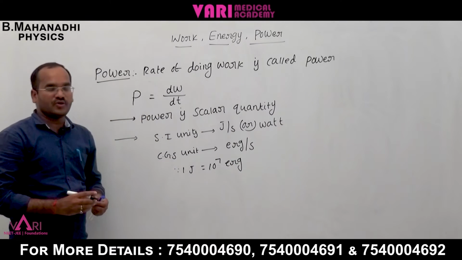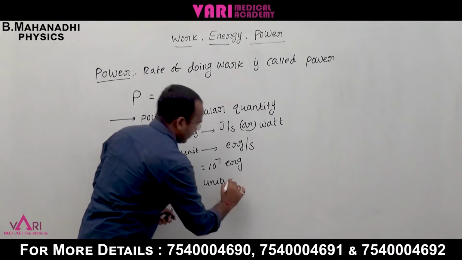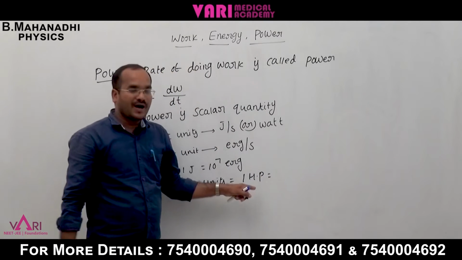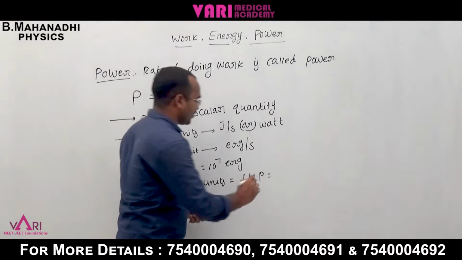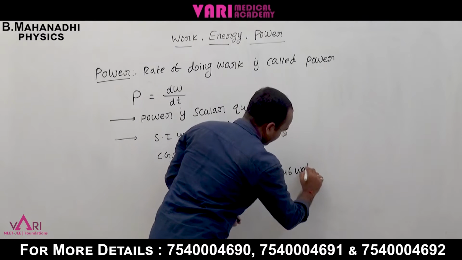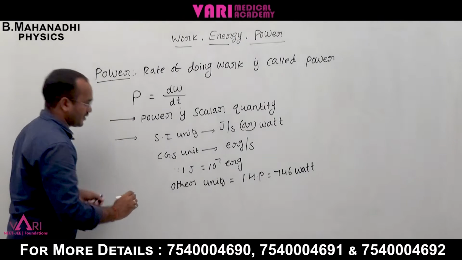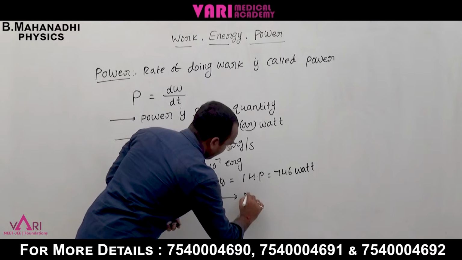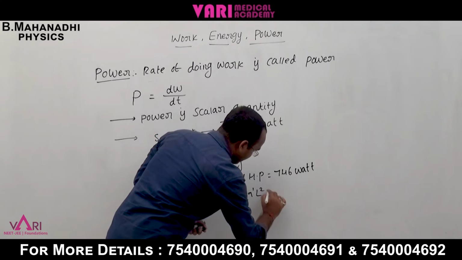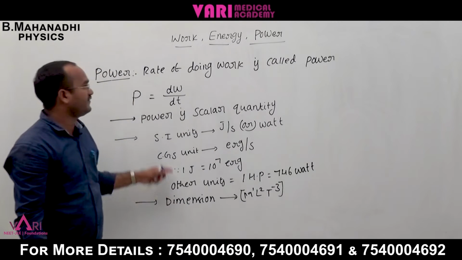Another relation in other units of power: 1 HP, HP means horsepower. 1 horsepower is equal to 746 watt. And what are the dimensions of power? The dimensions are M to the power 1, L to the power 2, T to the power minus 3. These are the dimensions of power.